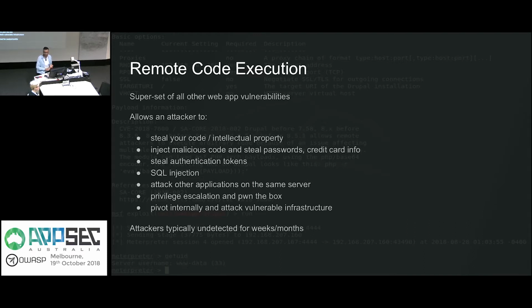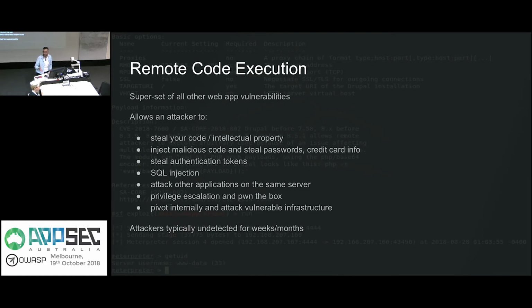They could steal your source code. They could inject malicious code. They could do SQL injection and steal your data. They could attack other applications on the same server. They could do privilege escalation, and they can pivot internally. A lot of breaches start with something small, and then attackers move laterally in your network.